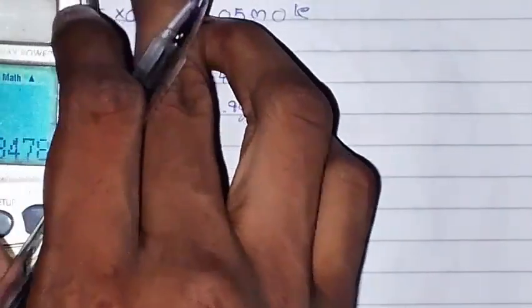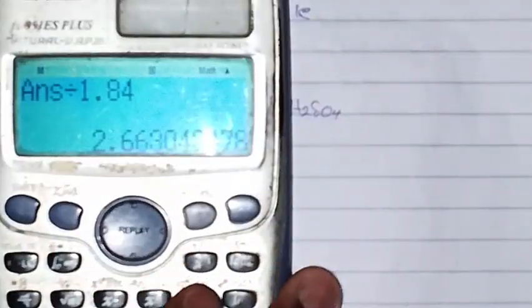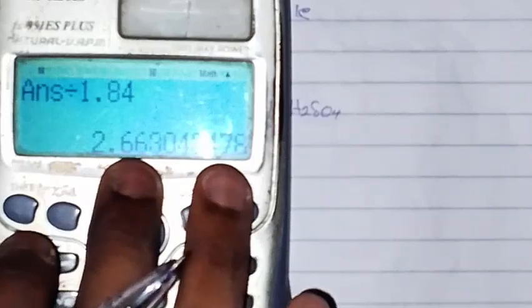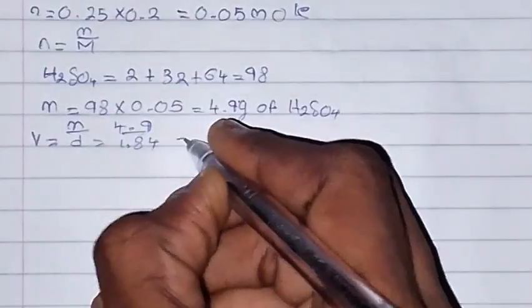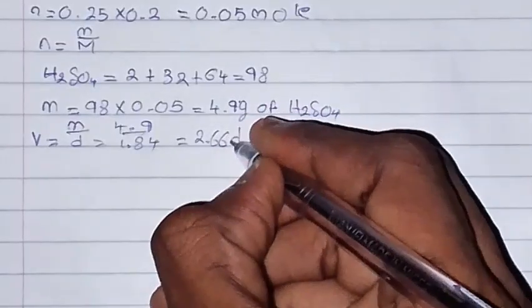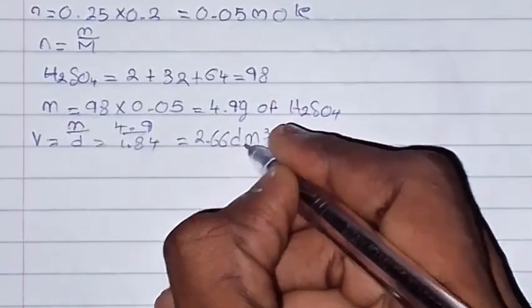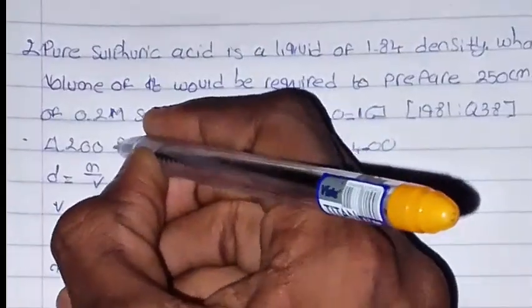2.663. Now, based on the options, we have 2.00, 2.66, 3.00, 3.66. So we're going to approximate this to 2 dp. The first decimal is 2.7, the second decimal is 2.66. So the second decimal is safest: 2.66 dm cube. So that's 2.66 dm cube of H₂SO₄. So the correct answer here is option B.